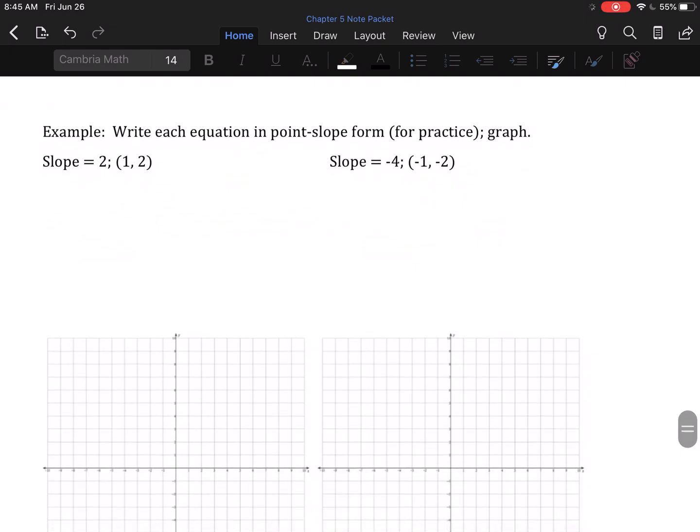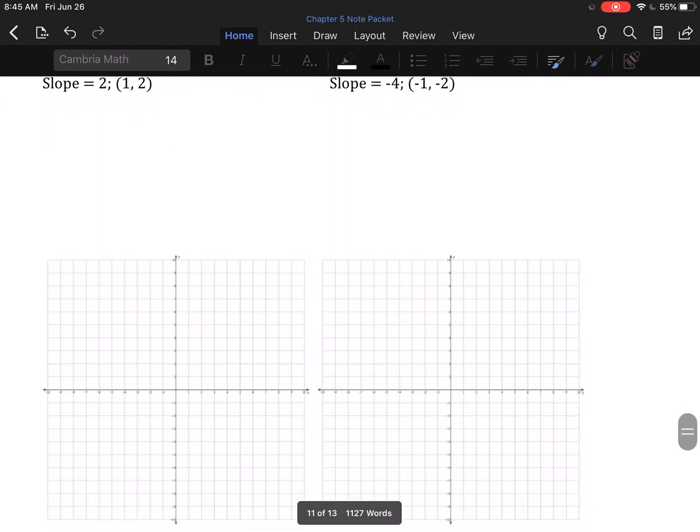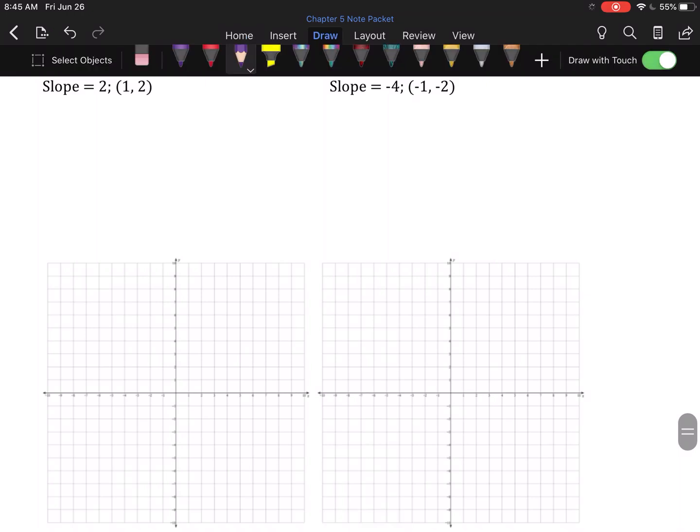Write each of these equations in point-slope form and graph them. Okay, this is easy. So point-slope form, y minus the y value, which is 2, equals the slope, which is also 2, times, in parentheses, x minus the x value, which is 1. Nothing strange here. To graph this, plot the point you were given. The point is 1, 2, so that is right 1 up 2.